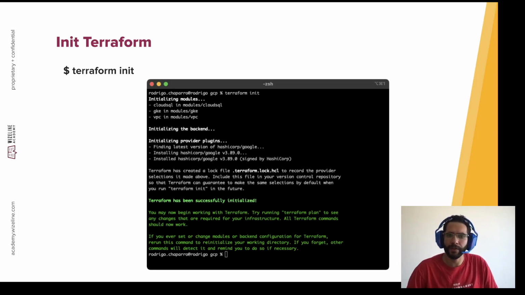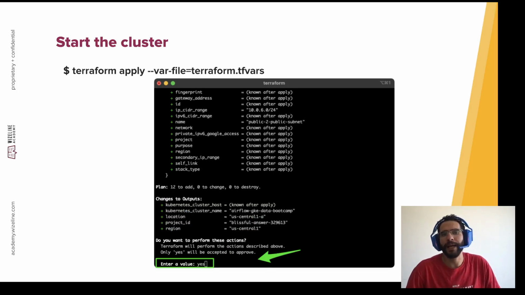Okay, so the next step is initializing our Terraform. So we're just running the command terraform init, and it's gonna check the modules that we have in our repo and install the providers that we need for this task. In this case, the provider is going to be HashiCorp Google, because we're just going to be interacting with Google Cloud. This is pretty fast. After running this one, we're going to be good to go to apply the changes that we have for our cluster.